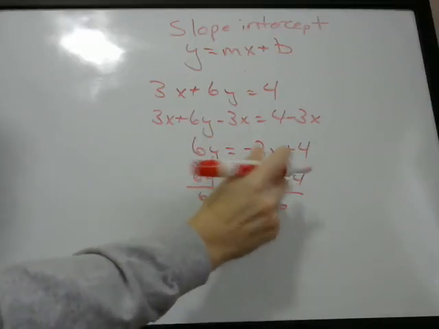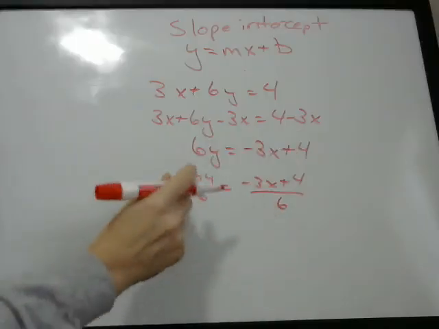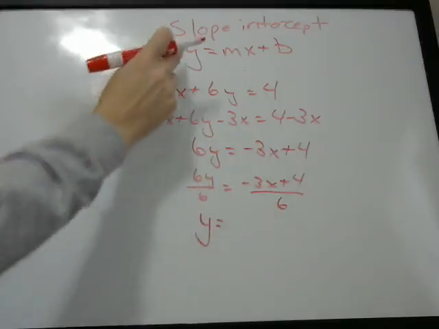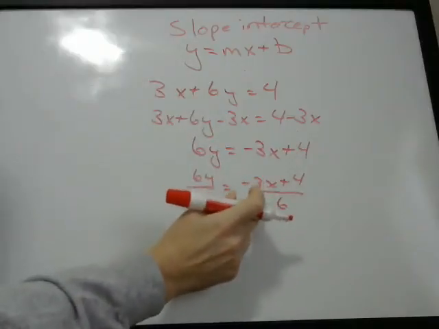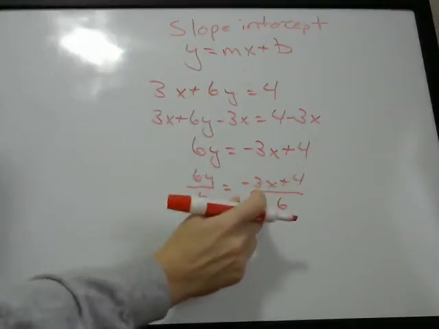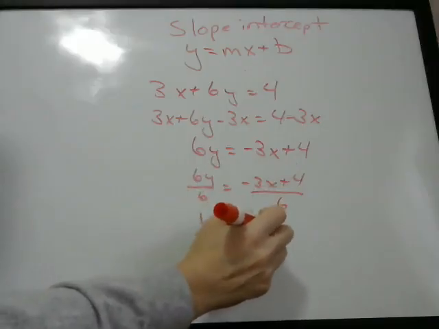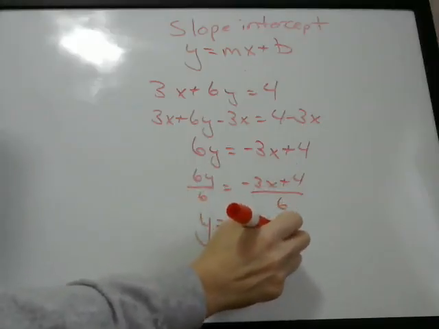We have to divide this whole thing by 6. So 6 divided by 6 is 1, so we're left with y, which is what we want. And then we have to divide these into two parts. So we have negative 3 over 6 times x plus 4 over 6.